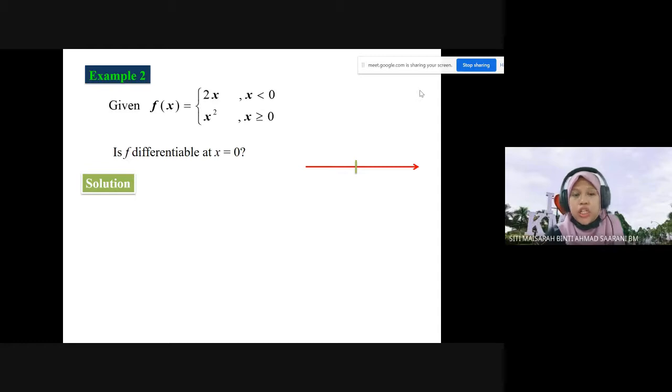Okay. So kalau tengok kat sini, kita ada satu 2x, satu x square. So untuk 2x duduk sebelah kiri. X square duduk sebelah kanan sebab dia more than or equal to 0.